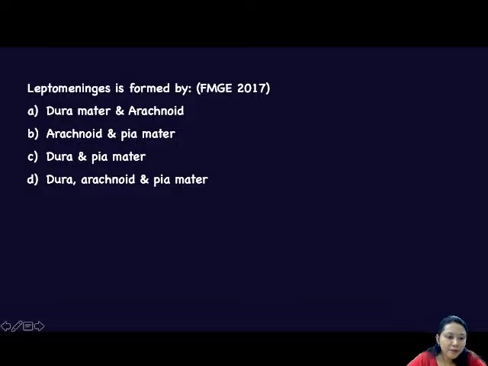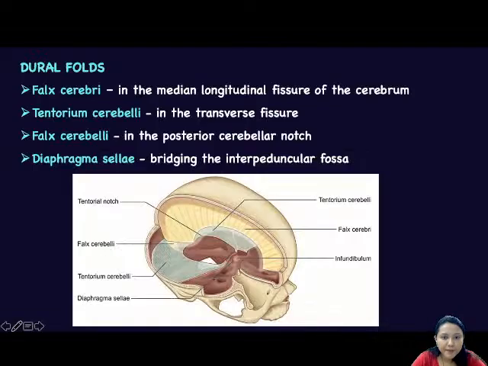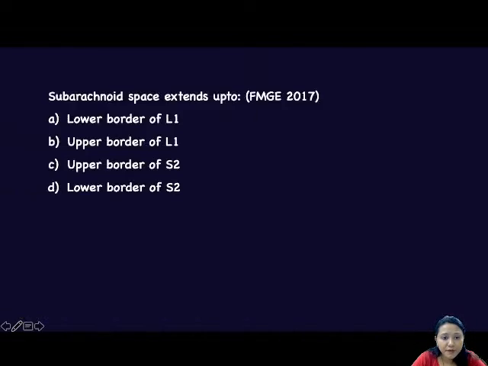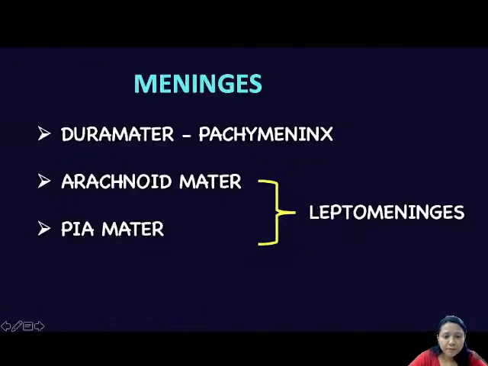So the answer will be, you know that the leptomeninges is formed by your arachnoid and pia matter. Okay, the answer is arachnoid and pia matter. Isn't it obvious? We have just studied this. We have seen the differentiation.